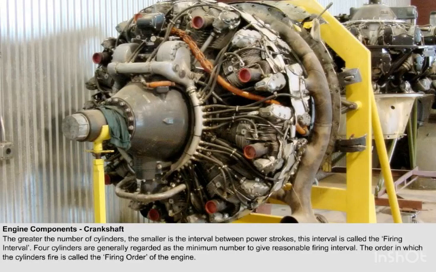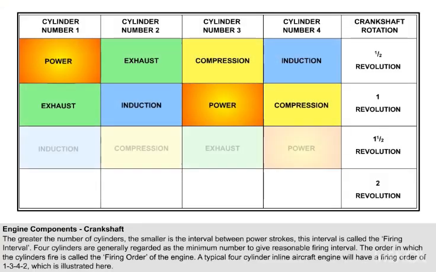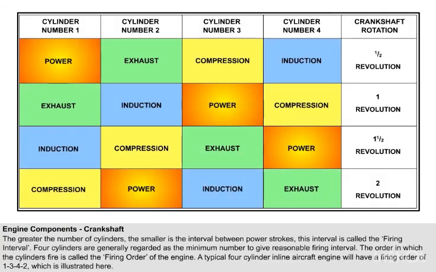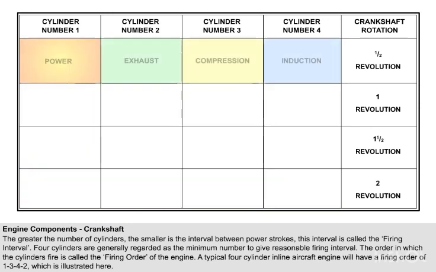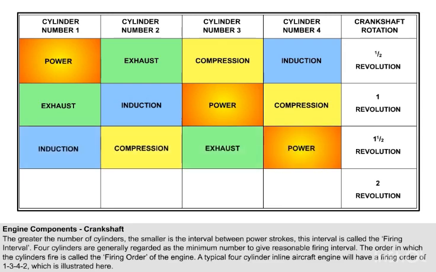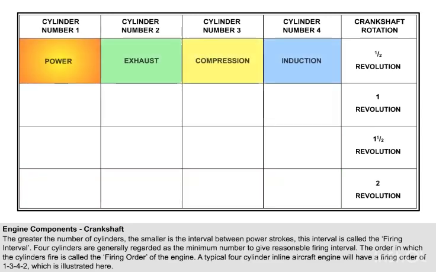The crankshaft and cylinder arrangement will also determine the order in which the cylinders fire. This is called the firing order of the engine. Typically, 4-cylinder inline aircraft engines have a firing order of 1, 3, 4, 2, although the Lycoming 4-cylinder horizontally opposed engine has a firing order of 1, 3, 2, 4.